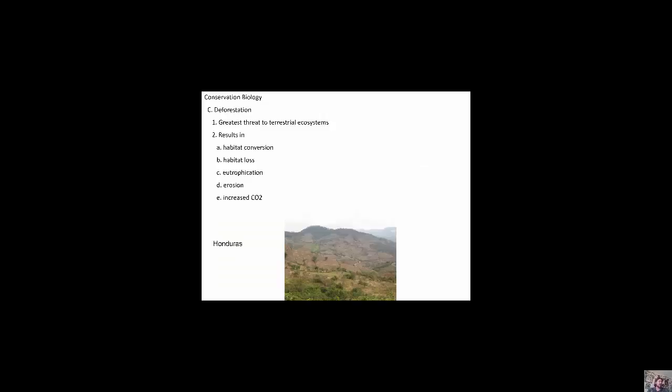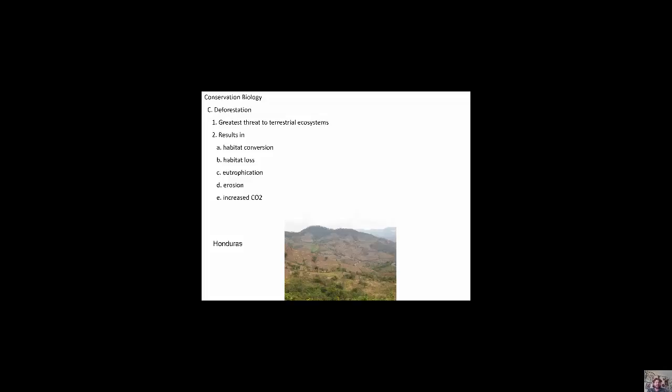Okay. On to deforestation. This is the greatest threat to modern terrestrial ecosystems. It is awful because it results in habitat conversion. This is also called desertification. So literally throw the word desert down and then add ification, I-F-I-C-A-T-I-O-N, desertification.